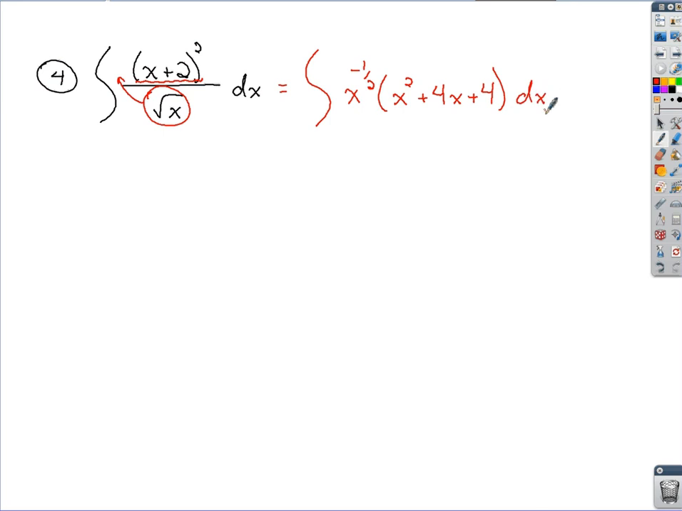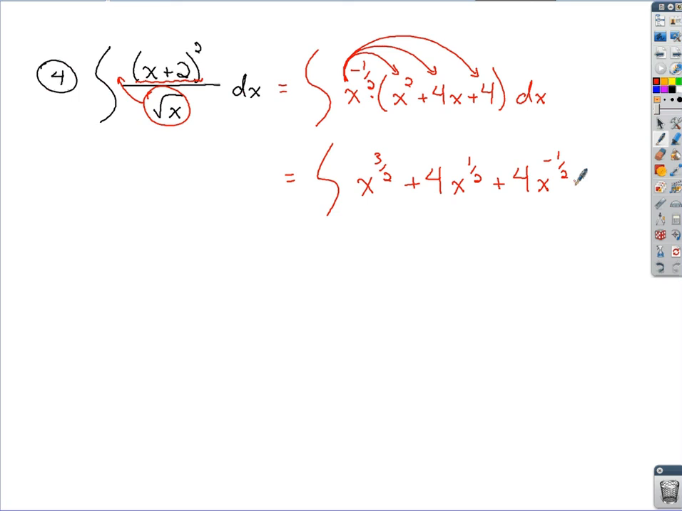Now as I look at taking the antiderivative, I'm pretty close to something I can work with, but I do have a product, which we cannot have. So I need to distribute, and as I distribute, I'm going to add my exponent powers together. So x to the negative 1/2 times x squared, if I add those powers, that'd be x to the 3/2. Plus, got 4, this is x to the first. So if I take 1 and add on negative 1/2, I'm going to get x to the 1/2. Then plus 4x to the negative 1/2 for that last term.